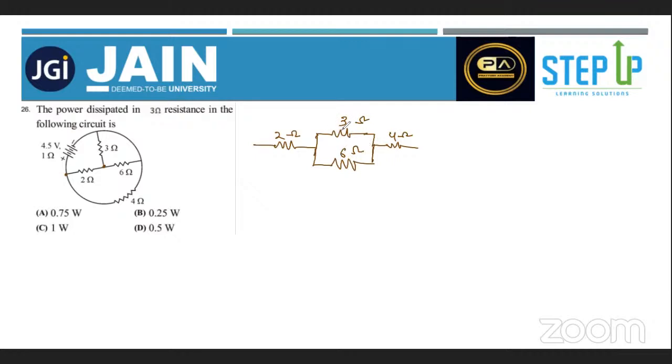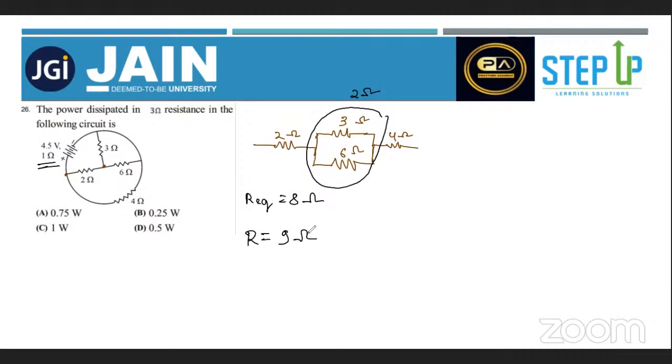So if I'm trying to find the equivalent resistance, what will it be for these two? All of this will be in parallel, so this also will become 2 ohm. So now the equivalent resistance of the total thing will be how much? The total equivalent resistance for this circuit becomes 8 ohm. As they have mentioned, there is an internal resistance of 1 ohm, so the total resistance will become 9 ohm.